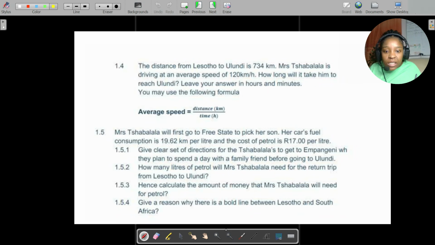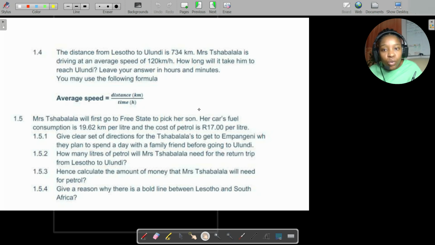It says that the distance from Lesotho to Ulundi is 734 kilometers. Mrs. Shabalala is driving at an average speed of 120 kilometers per hour. How long will it take him? I think they meant her. How long would it take her to reach Ulundi? Leave your answer in hours and minutes.